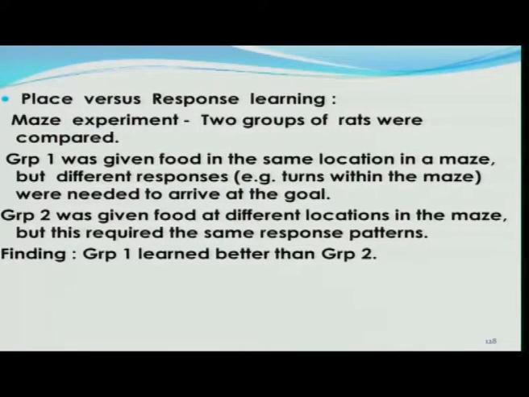The finding of this maze experiment was that group 1 learned better than group 2. This was something Tolman always was anticipating, because he refused to accept the idea that learning basically consists of single separate responses that can be treated as units of the learning process.